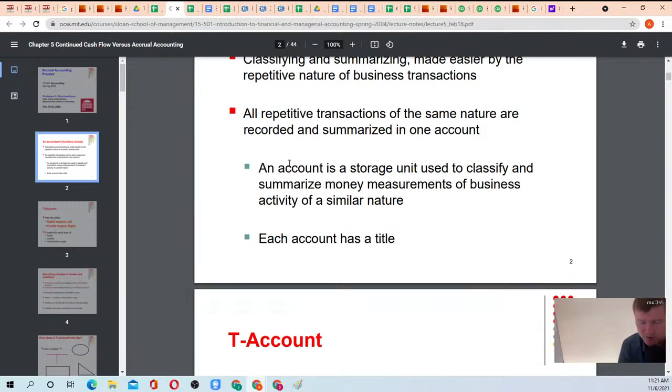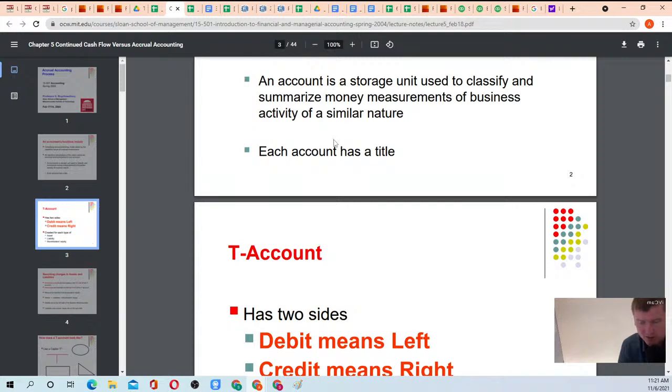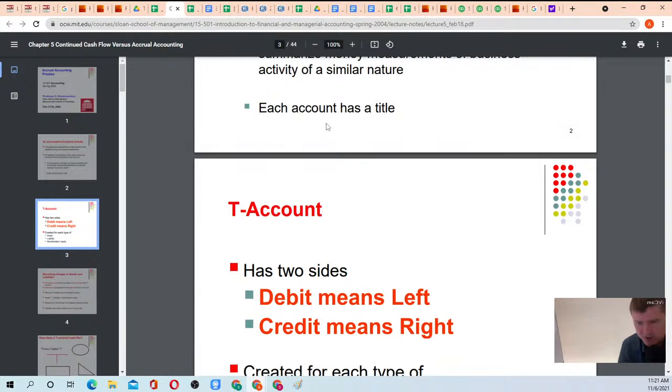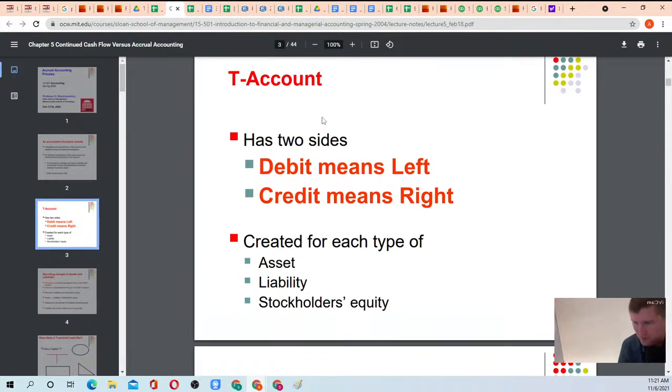And every account in your chart of accounts is just some form of a storage unit for these transactions. Okay, and now we come to the T accounts. I don't know if you remember that from your studies. Back in the day when most of the stuff was done on paper, T accounts provided a form of easier understanding of the interplay of debits and credits.